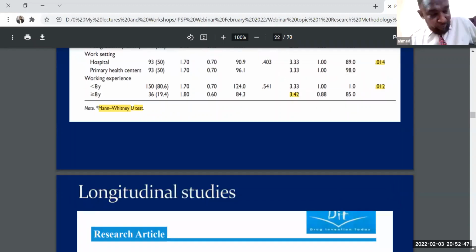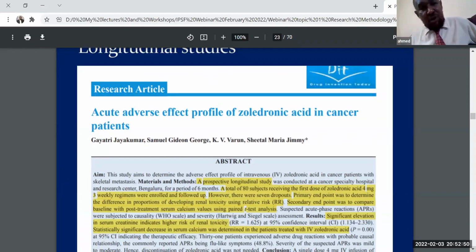Now we come to one of the first examples of longitudinal studies. All my previous examples were cross-sectional. And of course, cross-sectional is the most common study used in research, so we focus on it much, but now this one is a longitudinal study. And again, a longitudinal study can be prospective, can be retrospective, in terms of how data is collected. Here, this study is about the acute adverse effect profile of zoledronic acid in cancer patients.